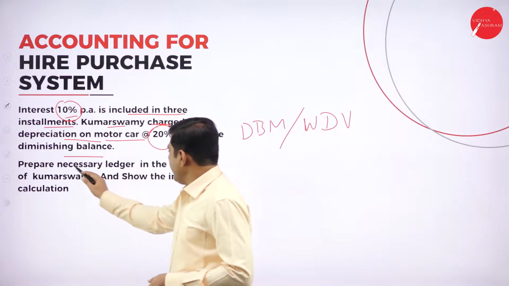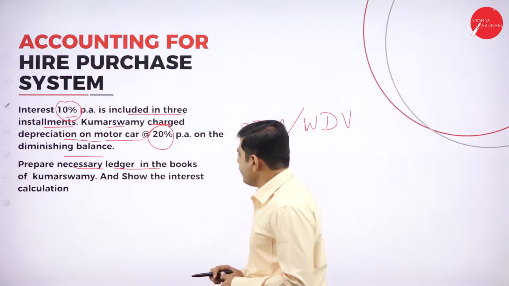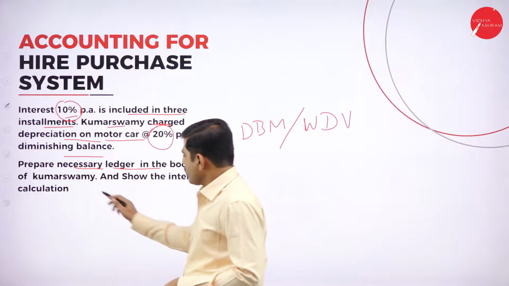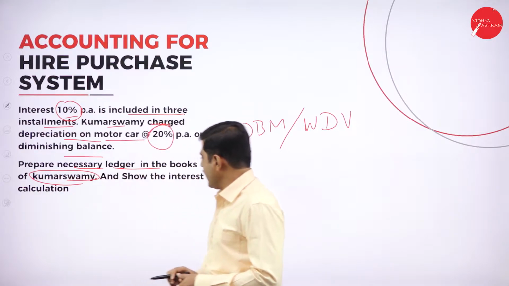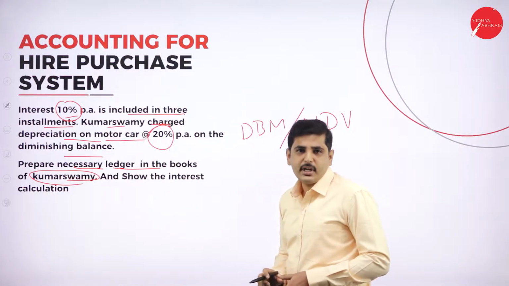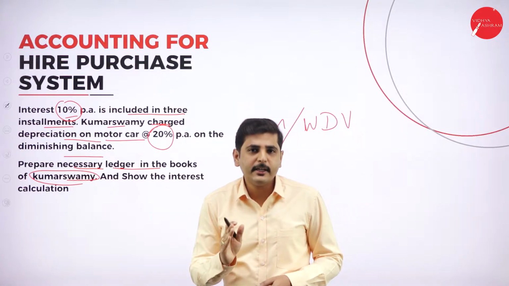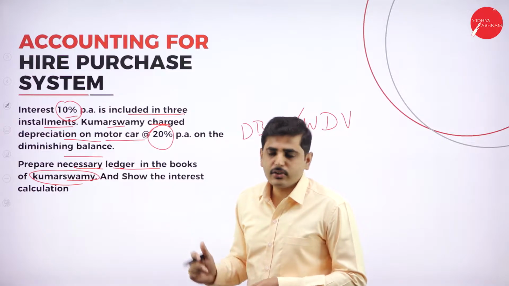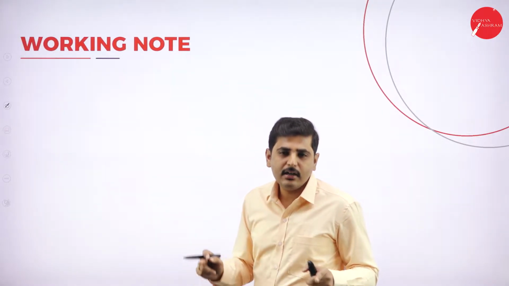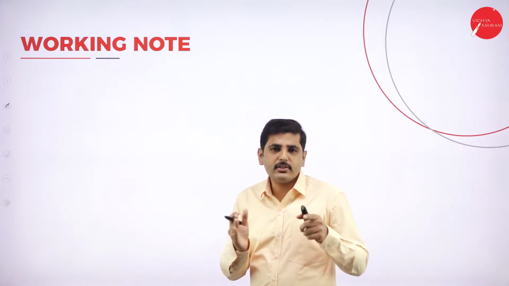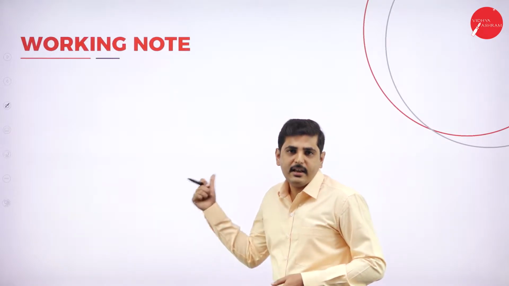Next, prepare necessary ledger accounts in the books of Kumaraswamy, the hire purchaser, and show the interest calculation. How to calculate the interest, we have to show. So first we have to calculate the cash price and also the interest. In the previous problems we had a chart to calculate interest, installment, depreciation and principal amount. Here this type of problem is very easy. Let's see how to calculate the cash price and interest.